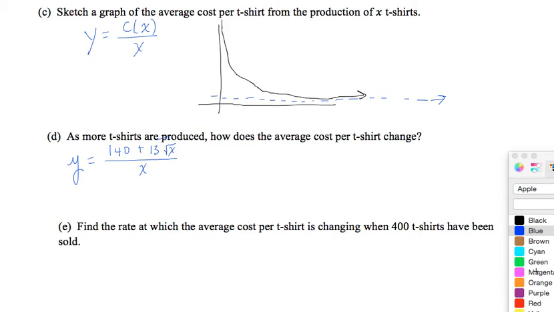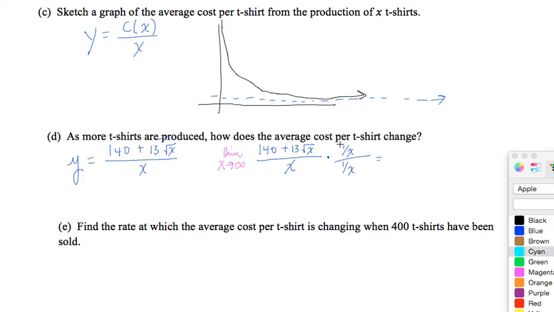You guys know how to find horizontal asymptotes. You take the limit as x goes to infinity of this, 140 plus 13 root x all over x. The highest power of x is x to the first right here, and this is an x to the 1/2. So I'm going to multiply by 1 over x over 1 over x. Actually, I was completely wrong. It is going to approach 0.